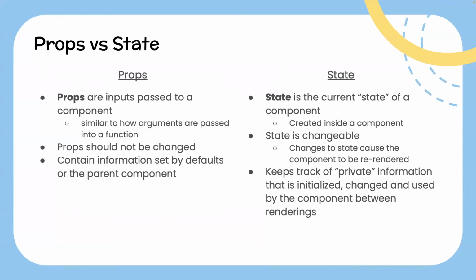State, on the other hand, is the current state of the component, and it is usually created inside the component. State is changeable. It is also responsible for triggering the rendering of the component, which we'll explain in better detail later. But basically, changes to state are what trigger a component to be re-rendered. And the state keeps track of private information that is initialized, changed, and used by the component between renderings.